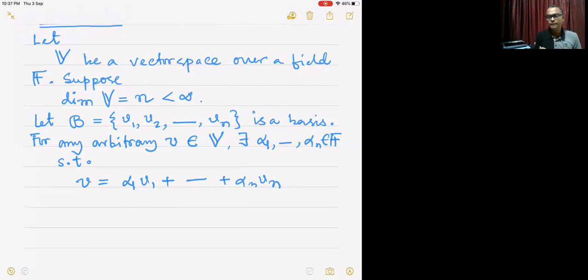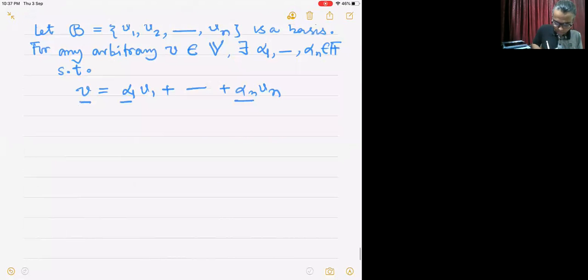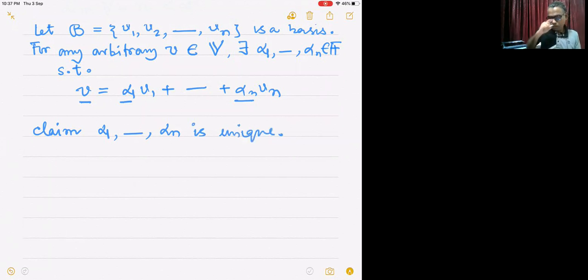What is interesting here is that because v1 up to vn is a basis, that is, they are linearly independent, these scalars alpha 1 up to alpha n are unique for this v. That means somebody gives me a v, and this expression is unique. For a different v, I will have a different expression, but for a given v, it's going to be unique. Why? Let us just check that. So we claim that alpha 1 dot dot dot up to alpha n is unique, right? Why?